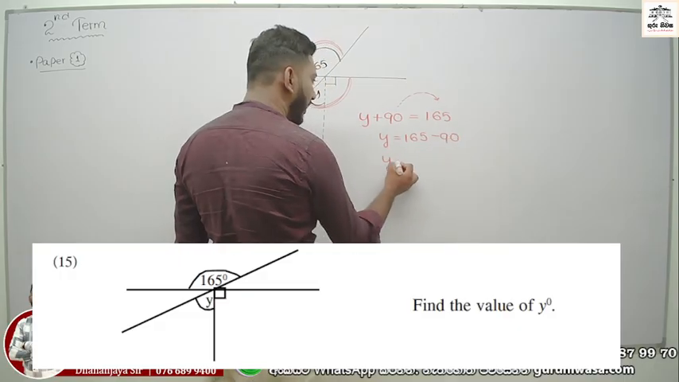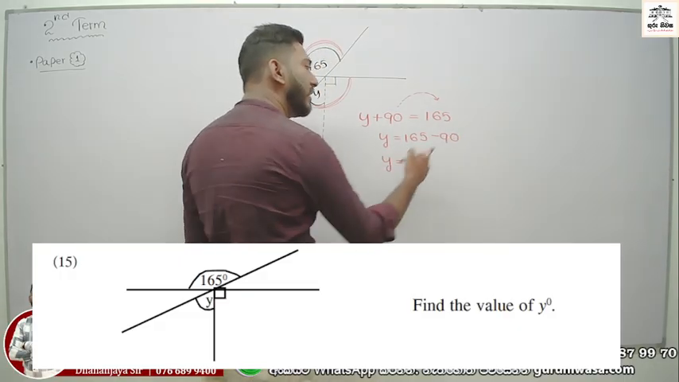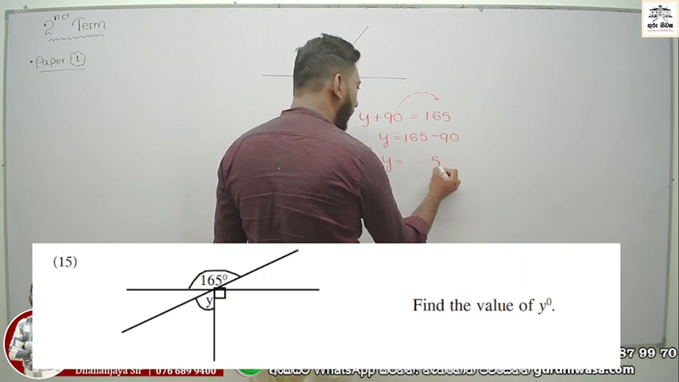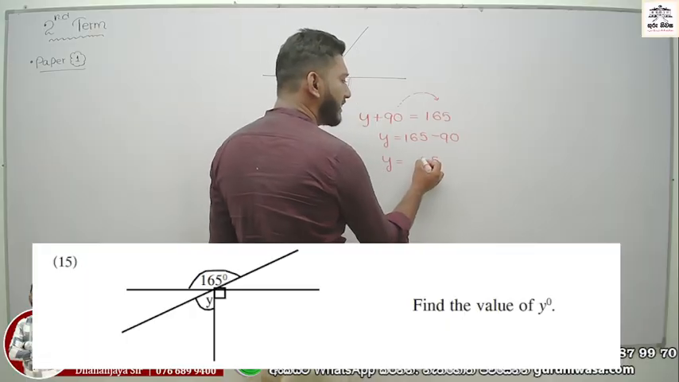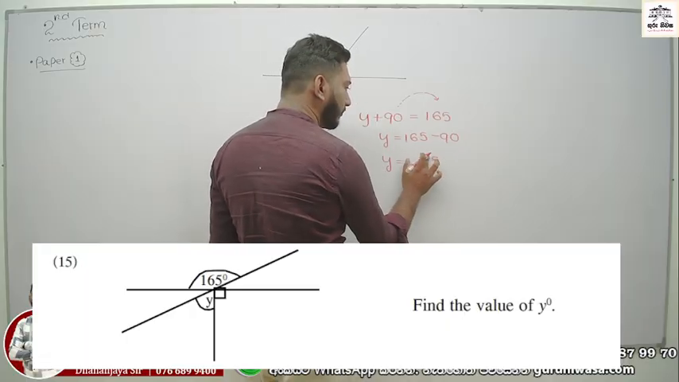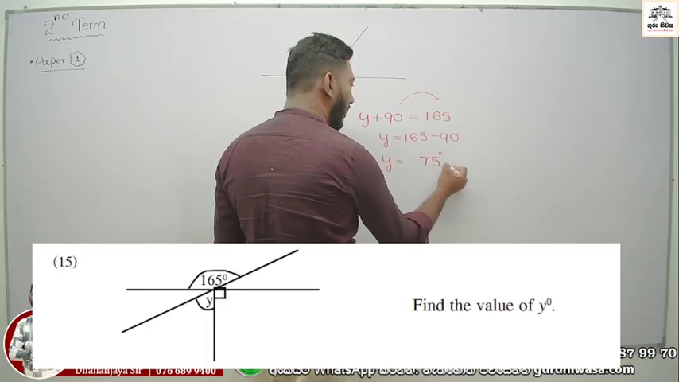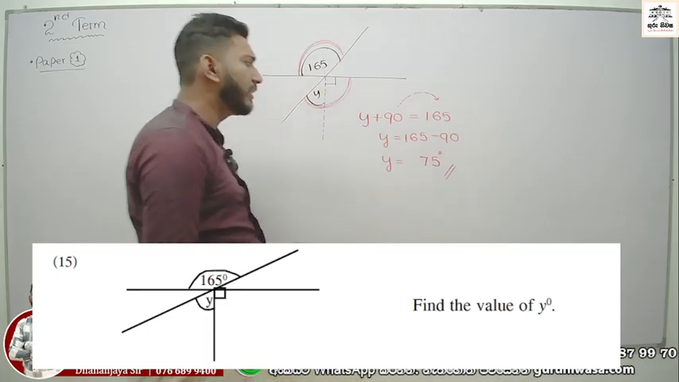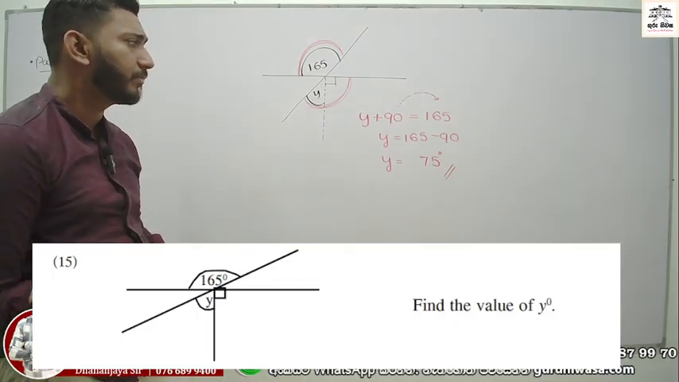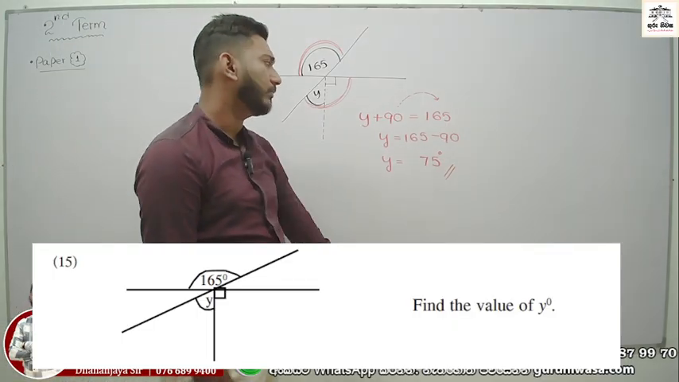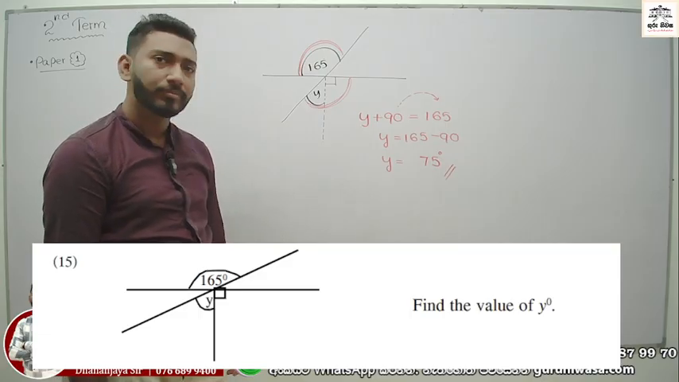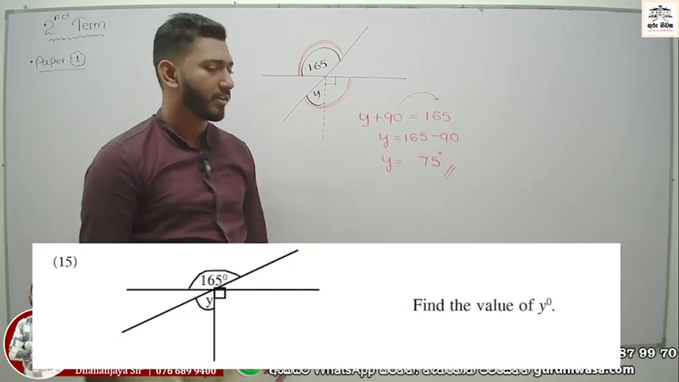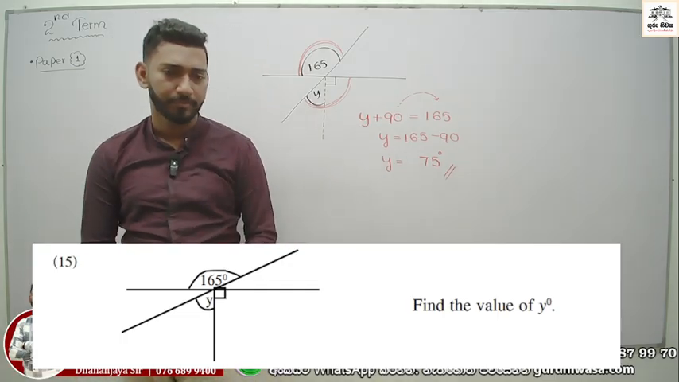Now finally y is equal to, units first. 0 from 5 is 5 and 9 from 16 is 7. Now the answer is 75. Understood? Yes, right. Y is 75.